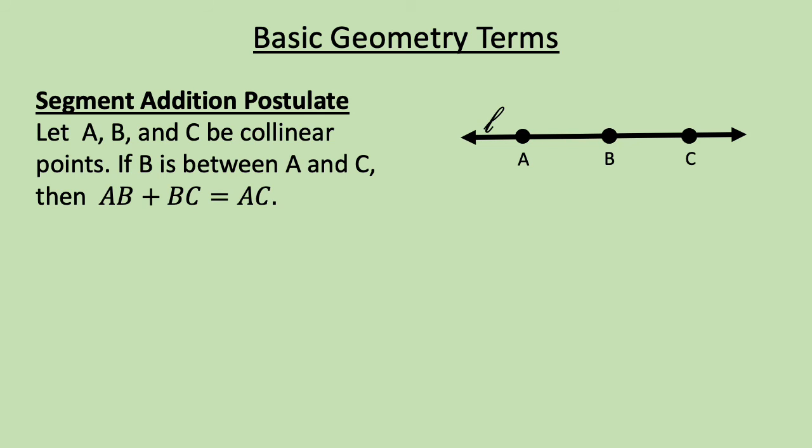Postulates can sometimes sound confusing. I find that the easiest way to understand them is if you focus on this part. If you focus on this part that I've highlighted and look at the diagram, it becomes pretty easy to understand. If you add segments AB plus segment BC, the result will be segment AC. In fact, the title tells you all you need to know. Segment addition postulate. You are adding segments.